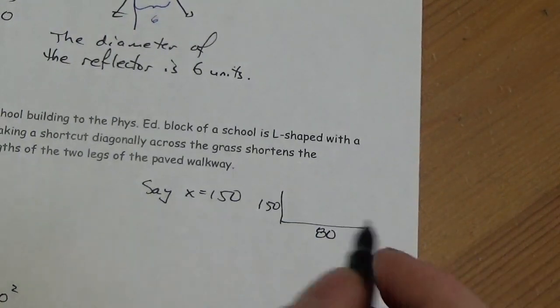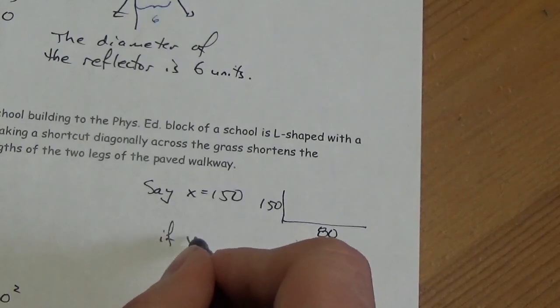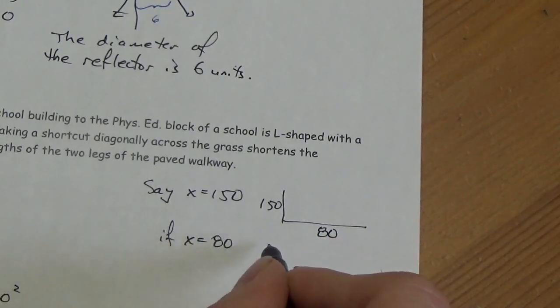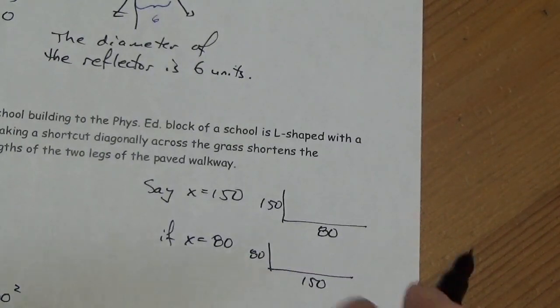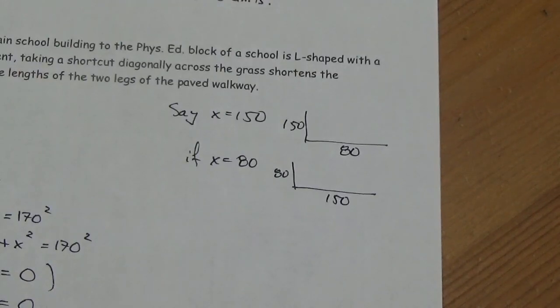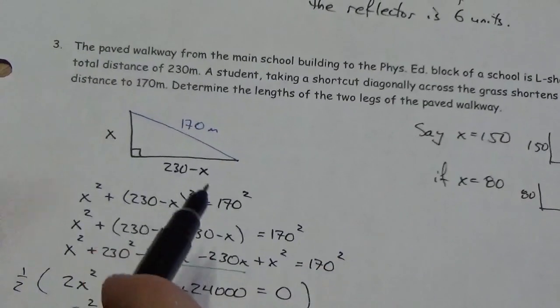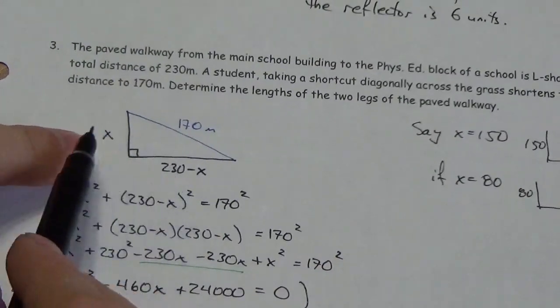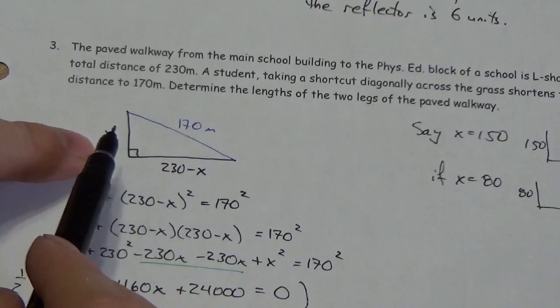Oh, and it should be clear to me what's going on here. If x is equal to 80, and I put 80 here, that makes this side here 150. Oh, so that's why both of those numbers popped out as solutions, because when I labeled my triangle, I really don't know which one of these is going to be the larger side or the smaller side.